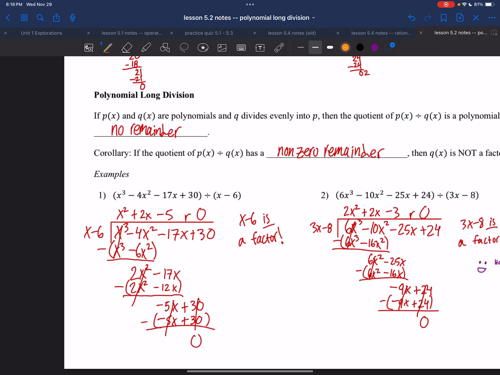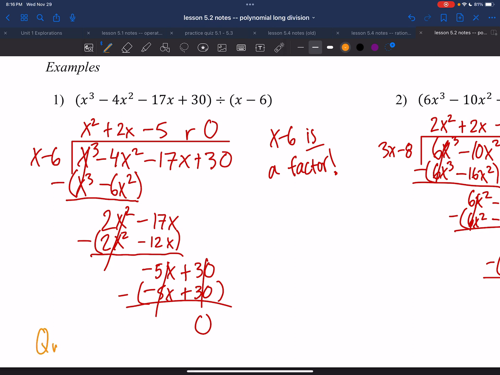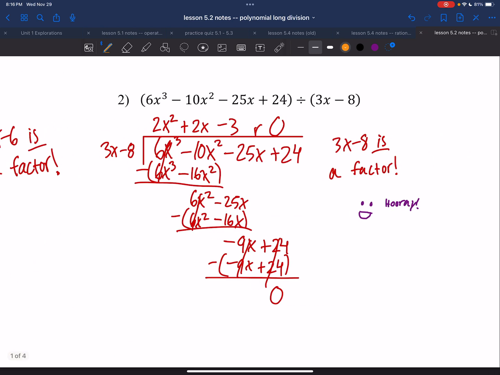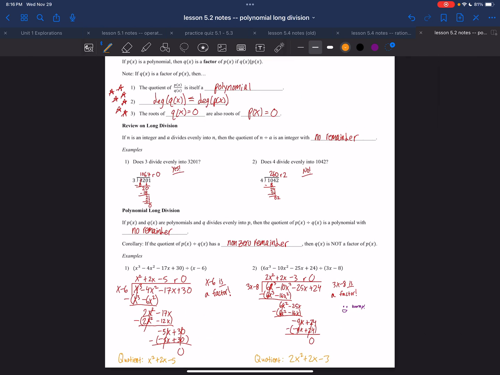And on these other two, your quotient, so you can skip ahead of this if you don't care. It's fine. Just skip ahead like 10 seconds, 15 seconds, right? I'm just getting these in here. The quotient is the thing on top, right? 2x squared plus 2x minus 3. See how everything I've written in yellow, they're all polynomials, right?